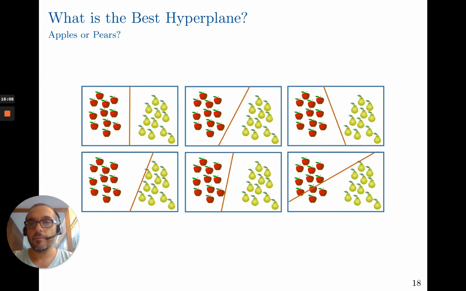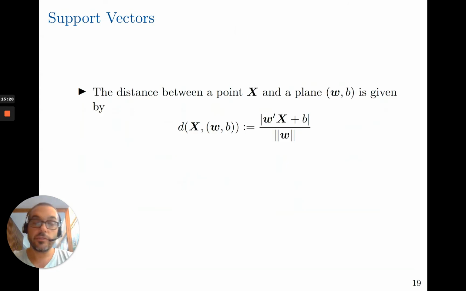So again, here are the possible hyperplanes. This is a possibility, this is a possibility, this is also a possibility. Of course, this one is not a possibility. But among these 5 hyperplanes that are possible solutions, which one should we choose? To answer this question, we're going to define what we call the support vectors, and we are going to start by defining the distance from a point X to a plane defined by W and B.